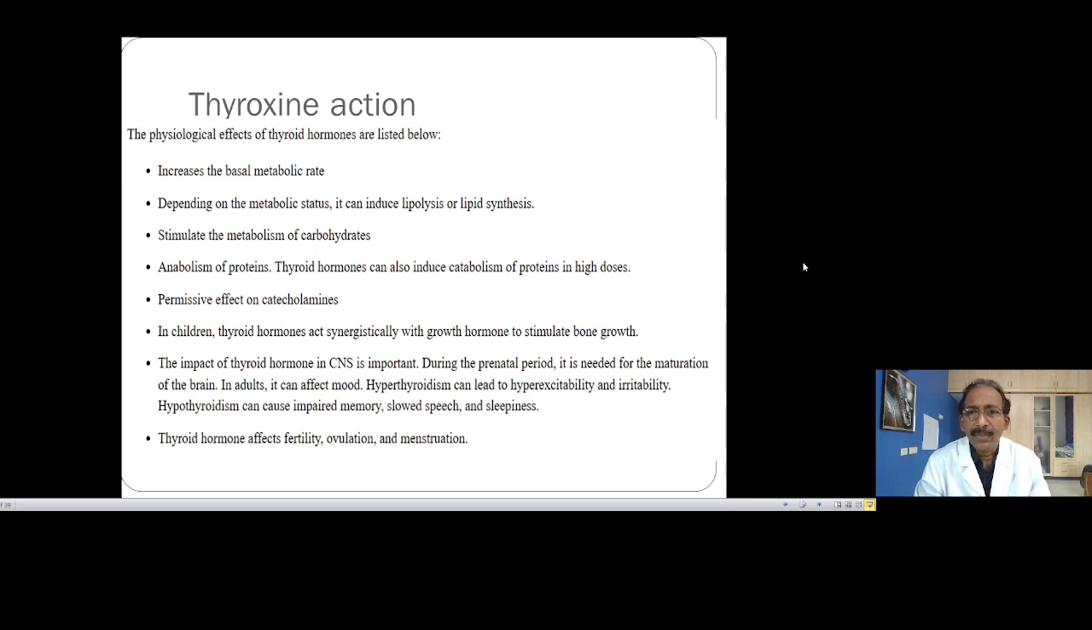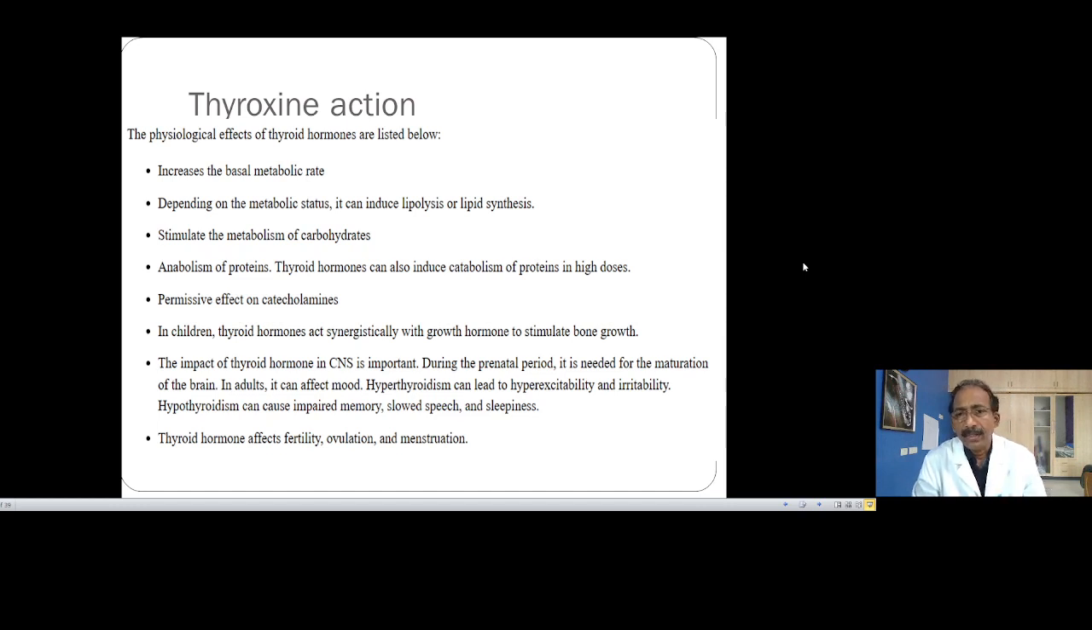Thyroid hormones can induce the catabolism of proteins in high doses, but it has a permissive effect on catecholamines. That's why, in a hyperadrenergic state, thyroxine will enhance the effect of catecholamines, which we'll talk about a little bit later. That's why we need to be careful in patients with coronary artery disease. In children, thyroid hormones act synergistically with growth hormone to stimulate bone growth.